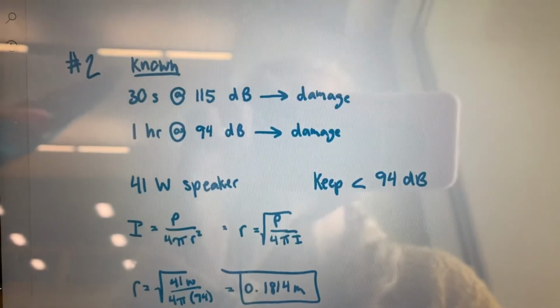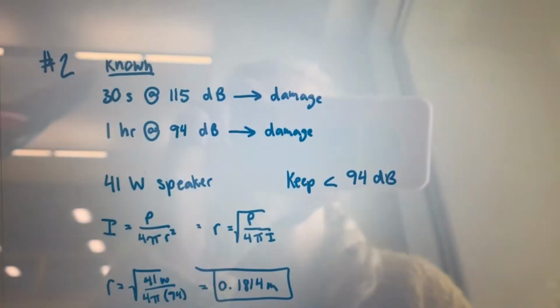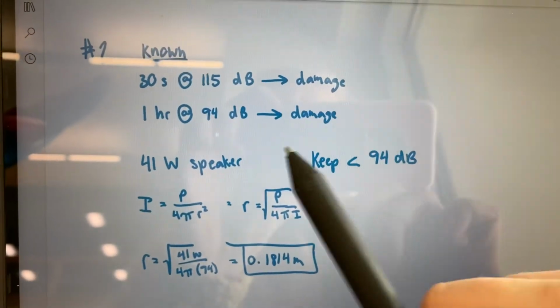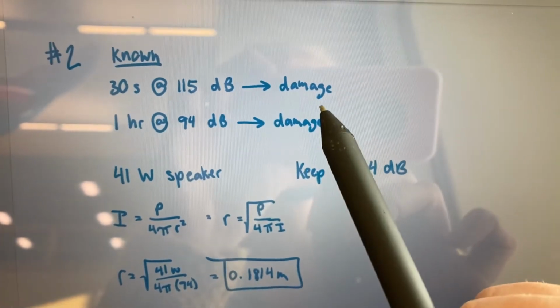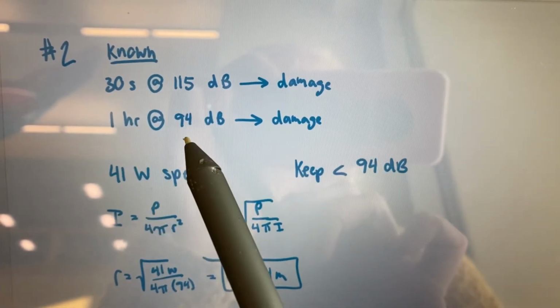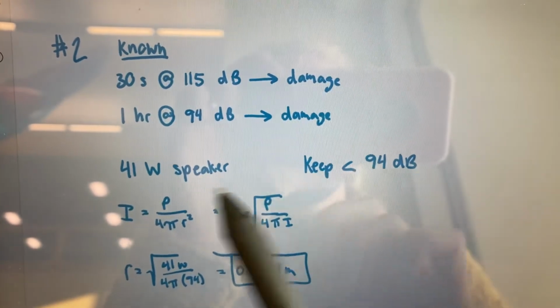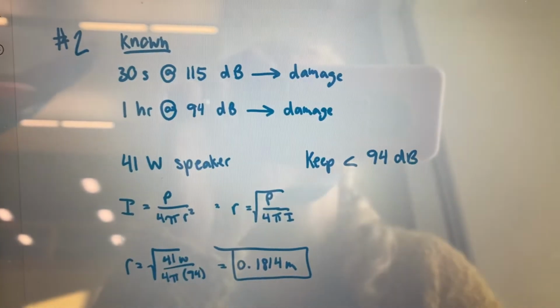For number 2, we want to find out how far to stay away from a speaker so that we don't get ear damage or hearing damage. We know that 30 seconds at 115 decibels equals damage. 1 hour at 94 decibels also equals damage. We want to be below 94 decibels. We know that the speaker produces 41 watts.